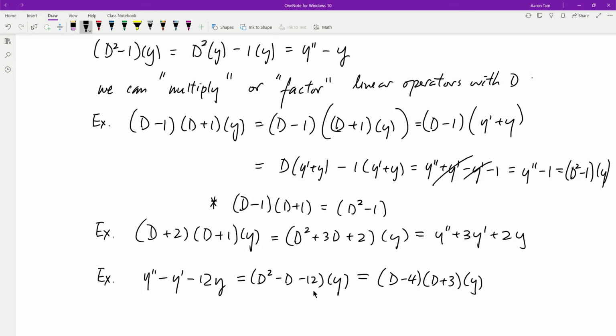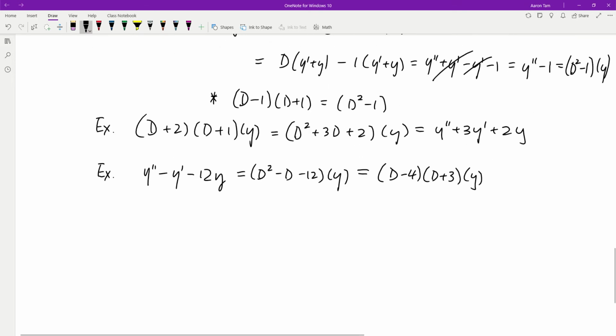A common mistake students make is the following: you want to make sure you don't forget the 12y, okay, because it's in the differential operator form, it doesn't have something next to it. So students often get confused and forget. All right.